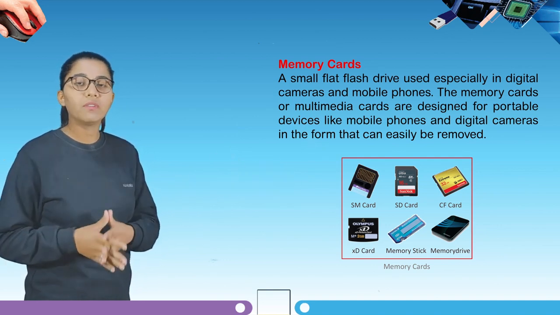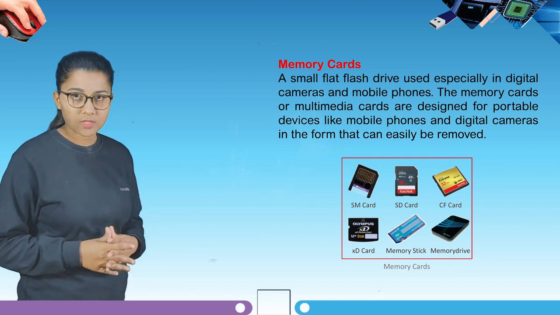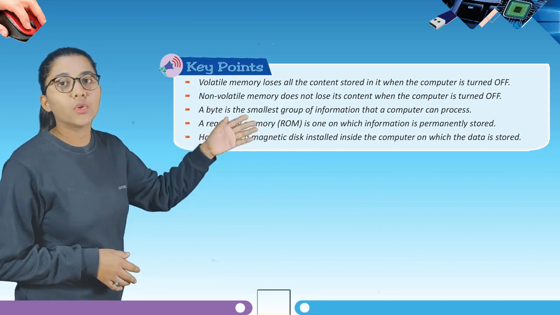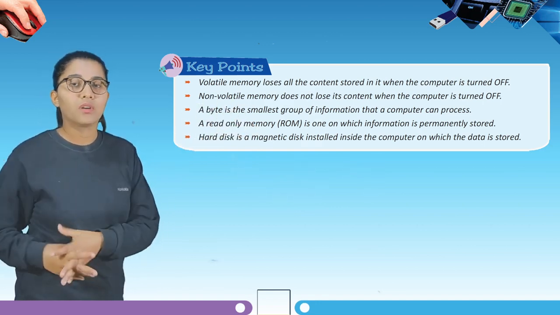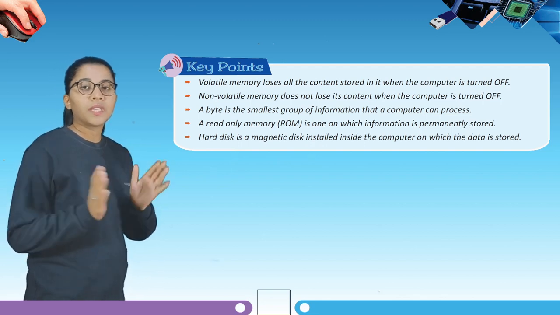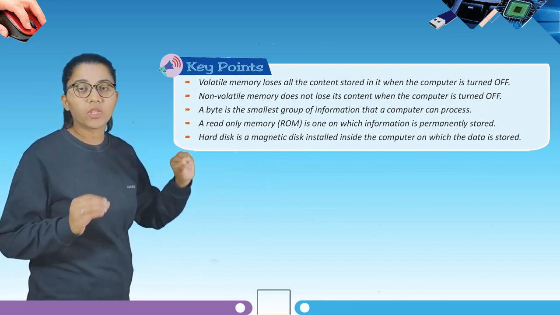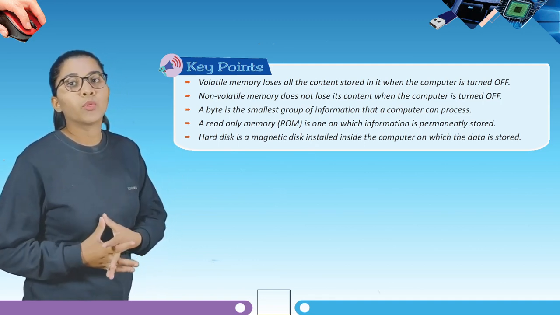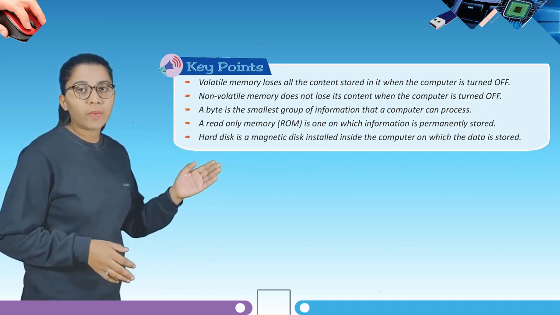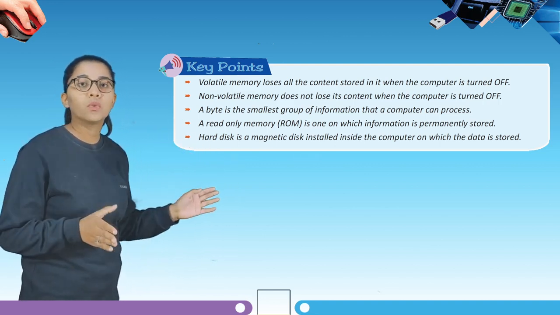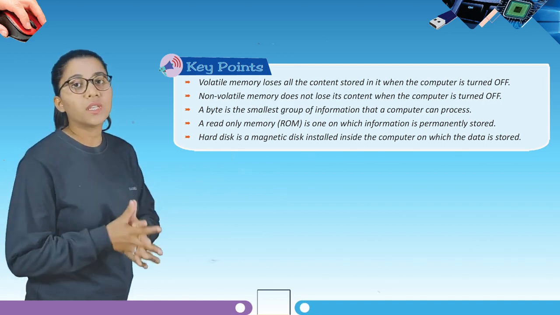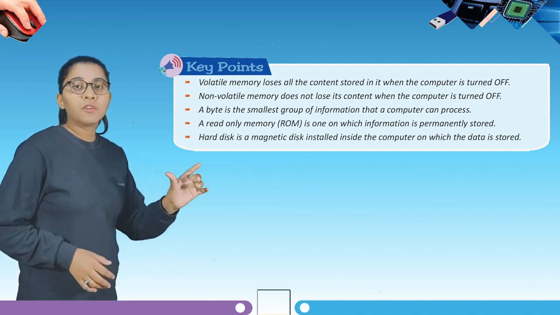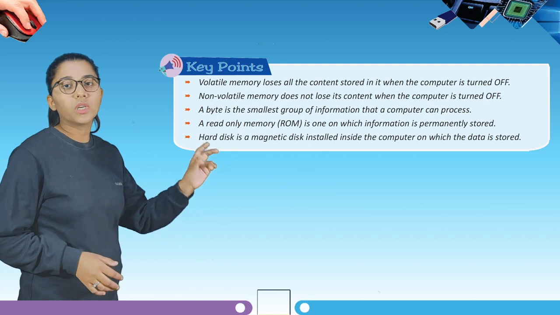Now, what we have learned in this chapter, let's have a quick look at some key points. Volatile memory loses all the content stored in it when the computer is turned off. Non-volatile memory does not lose its content when the computer is turned off. A byte is the smallest group of information that a computer can process.